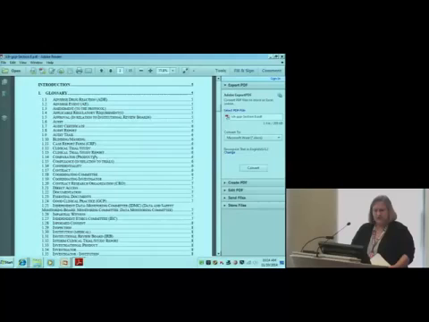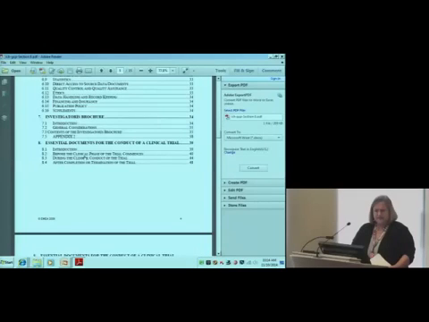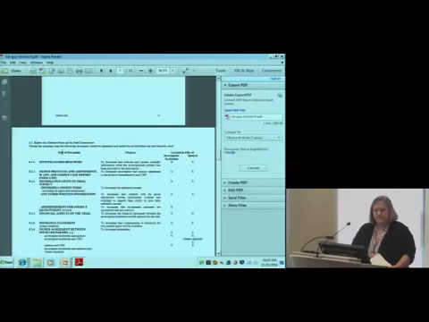When you're on the website, you want to go down to Section 8, Essential Documents for the Conduct of a Clinical Trial. And it starts right here. This section will tell you everything that's required.